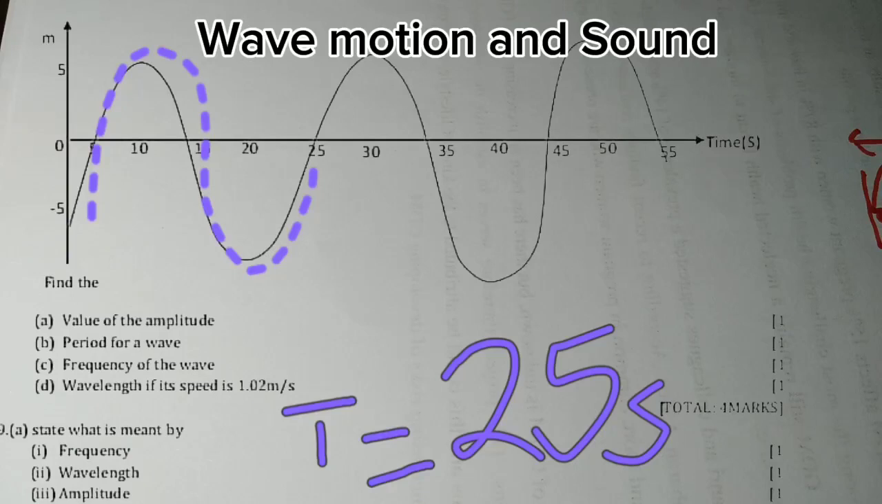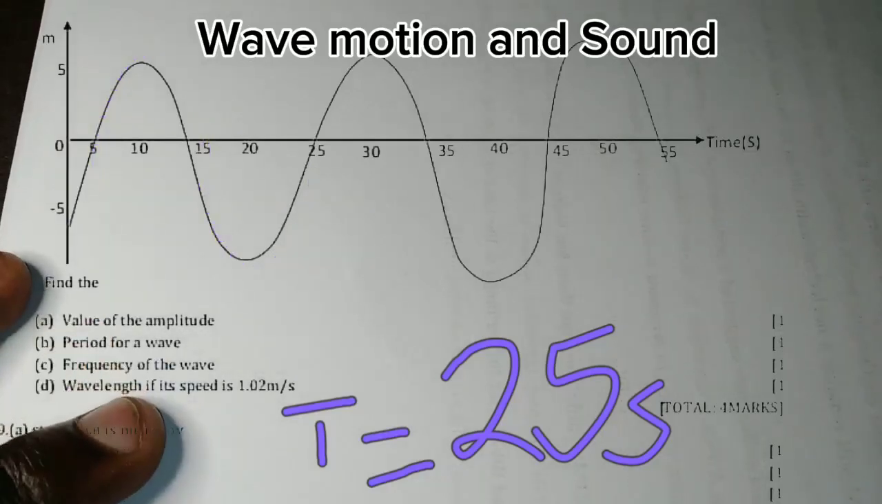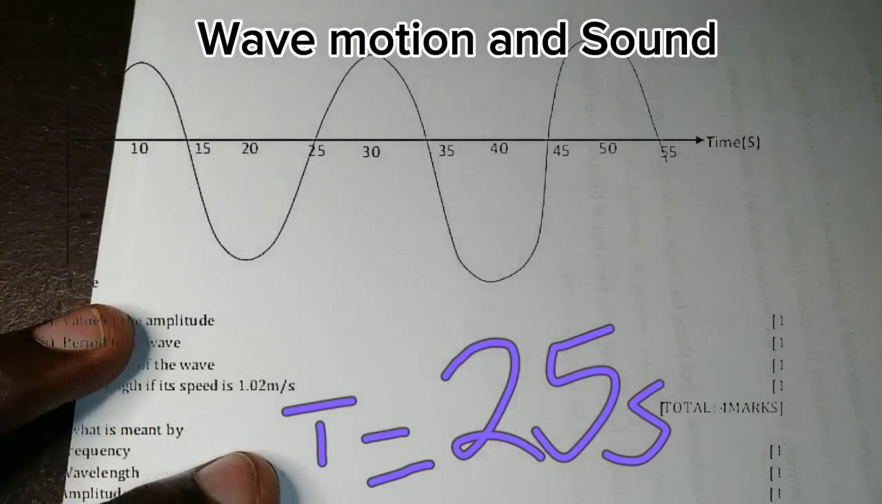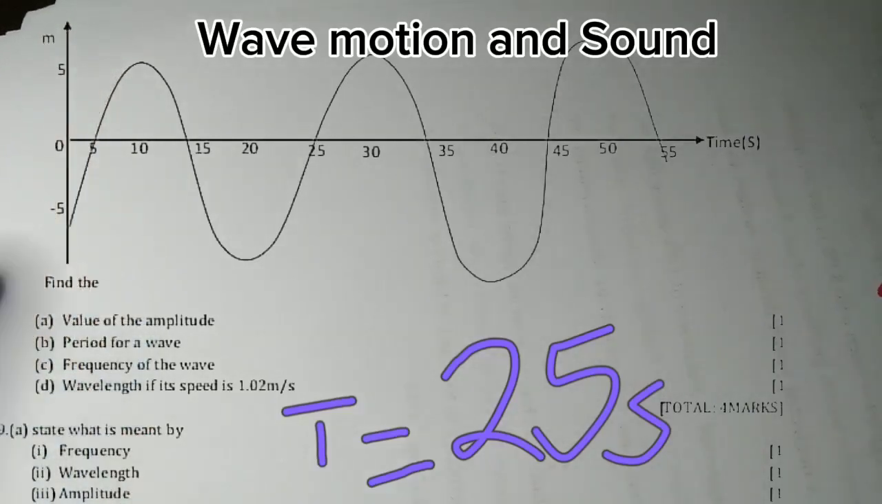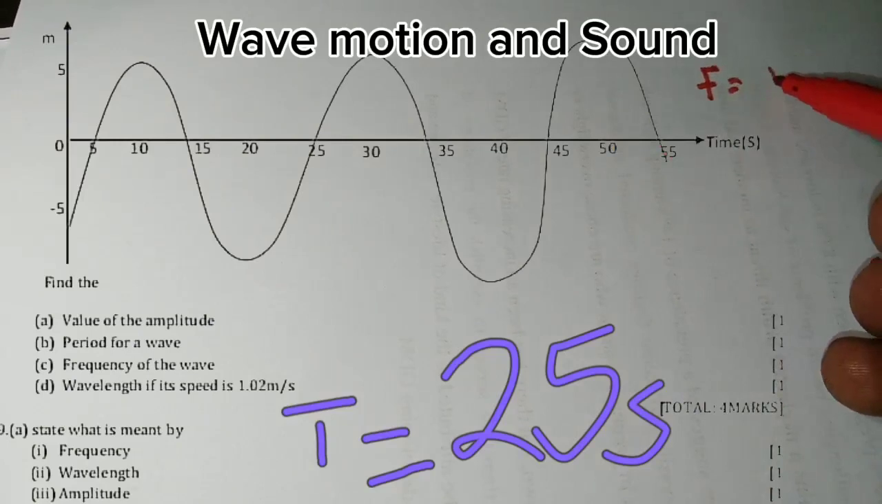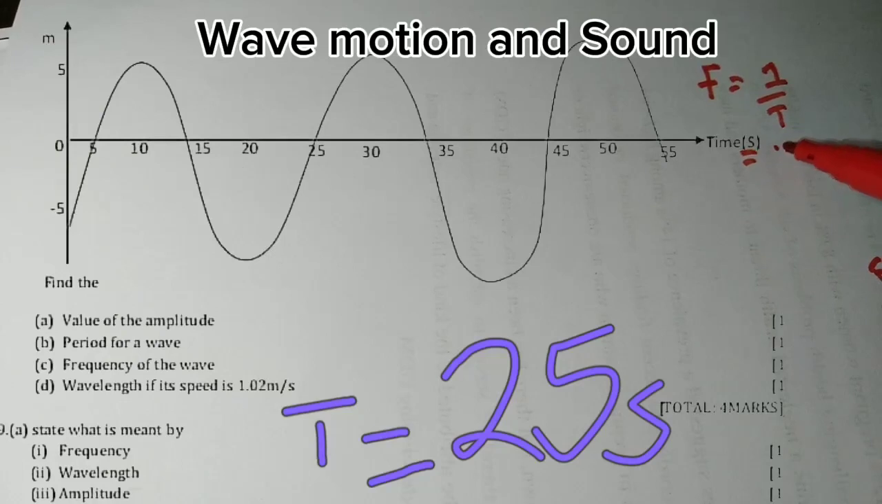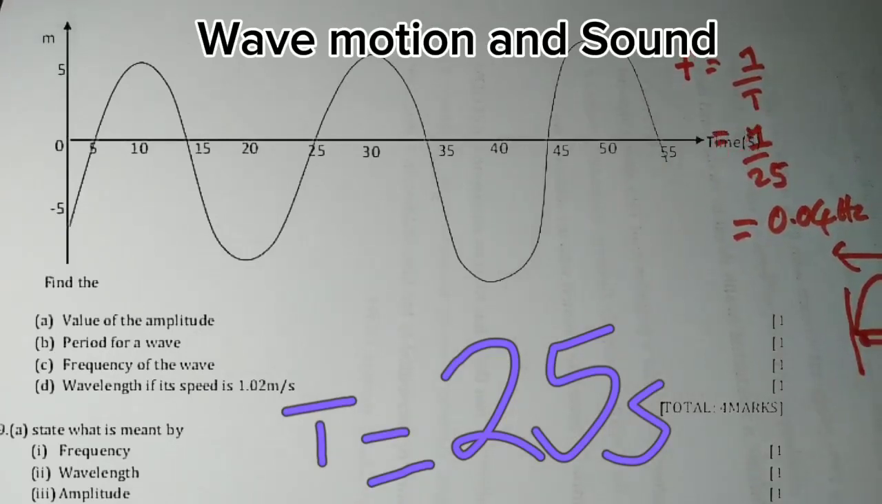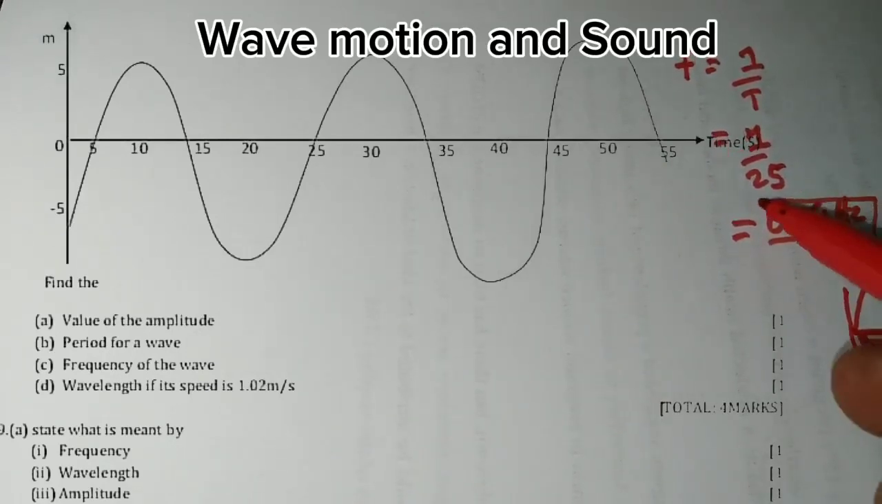The frequency of a wave, very important here. We have the period, which the diagram gives as 25 seconds. So to find frequency, frequency is equal to the inverse of the period, and our period is 25 seconds. So 1 over 25 gives us 0.04 hertz. That is our answer.